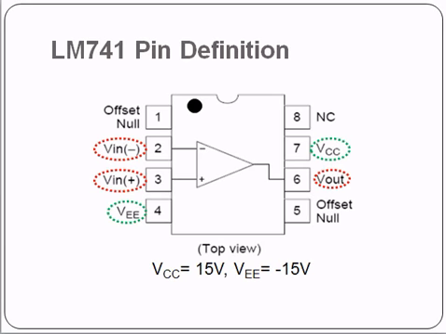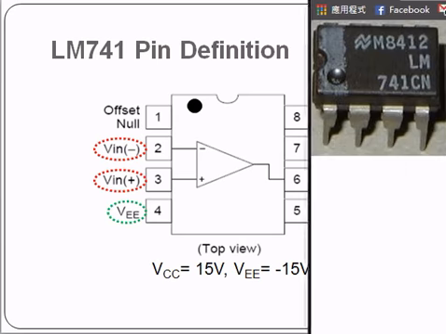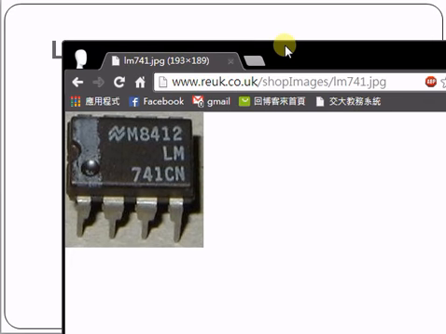Let me show you an actual picture of an IC. There you go. You see the notch here and the dot here. That makes this pin 1, pin 2, and so on.